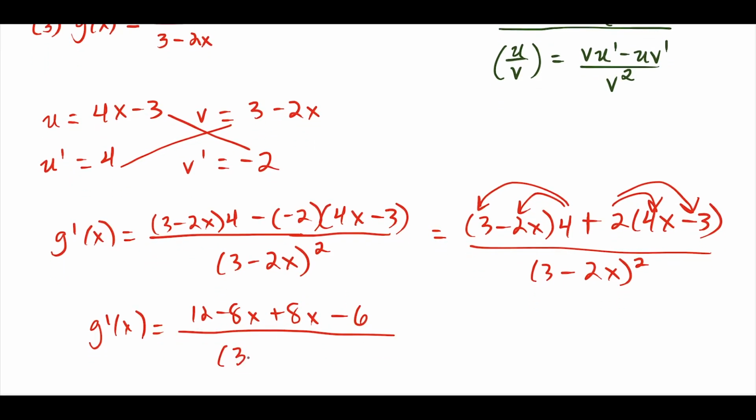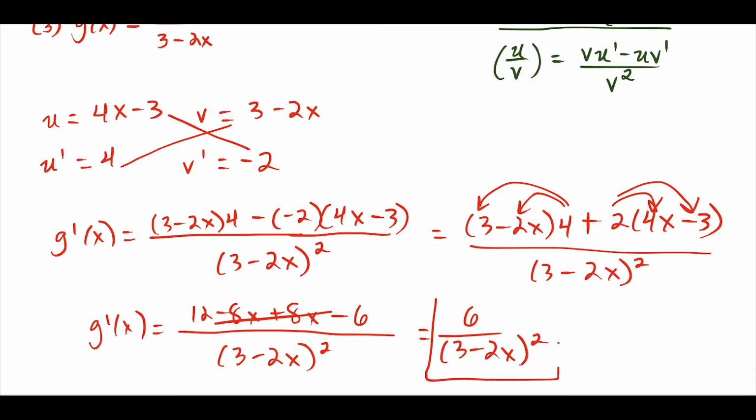But if you notice, minus 8x plus 8x cancels out. And now you have 12 minus 6, which is equal to positive 6 over 3 minus 2x to the second power. And that's our answer to the third example. So just be careful when you do some of these. You have to be very careful with the simplification step. And you can see in this case, it simplifies really nicely.